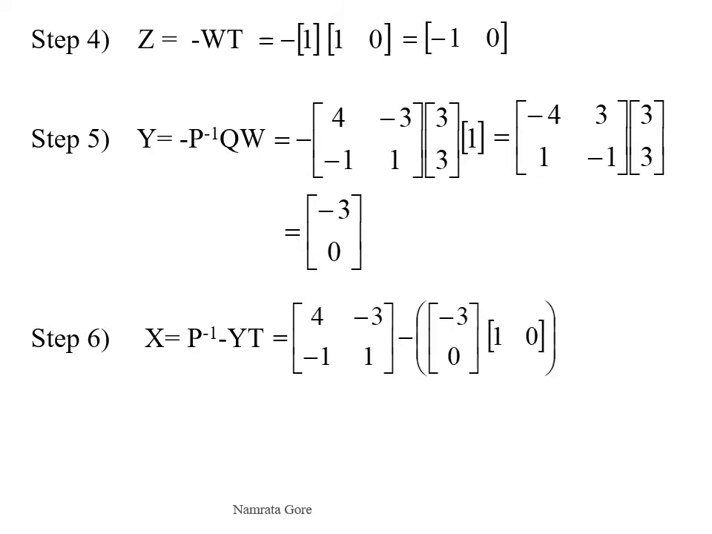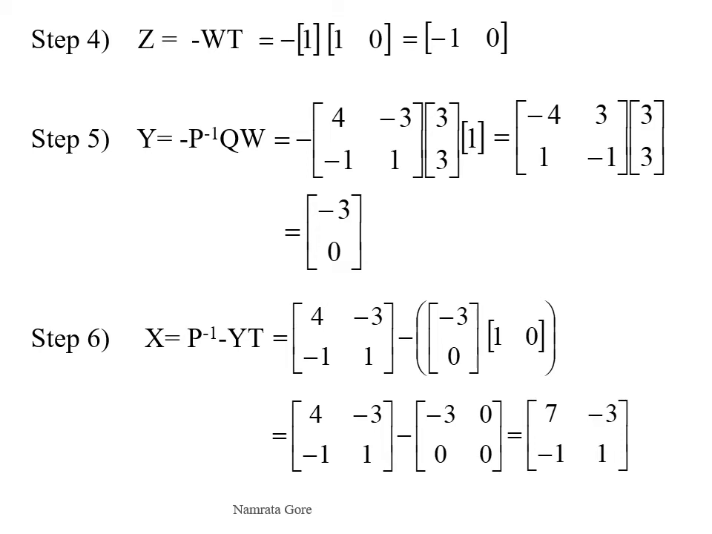In step 6 we substitute P inverse, Y from step 5 as minus 3 0, and T as 1 0. So this minus 3 0 is a 2 by 1 matrix, 1 0 is a 1 by 2 matrix, so the resultant matrix is 2 by 2 and we get the result X. Now simply substituting in A inverse X, Y, Z, W, we get the required matrix. You can easily cross check this using the calculator.